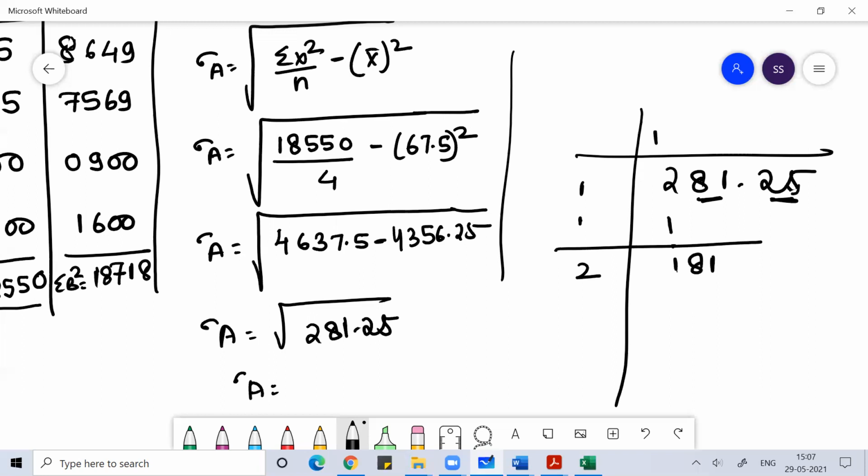181 means 26 6 is 156. 27 7 is 189. 16 square is 256. 17 square is 289. 26 6 is 156. So this is 5 and this is 2. This is 32 and this is 2525.